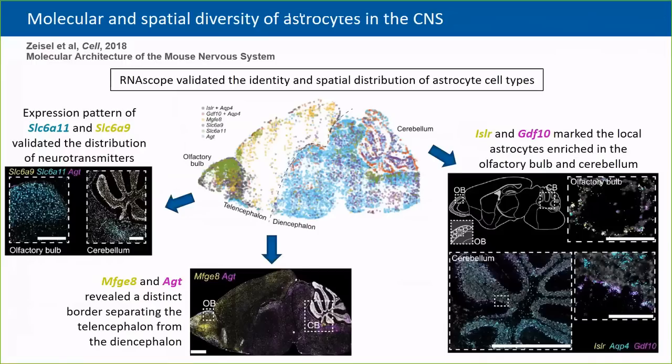RNAscope was used to confirm the identity and spatial diversity of many cell types identified in this study. Here I'm showing the distribution of astrocyte cell types. RNAscope confirmed the distribution of the neurotransmitters SLC6A9, which was abundant in the cerebellum, and SLC6A11, which was abundant in the olfactory bulb. In addition, ISLR and GDF10 mark the local astrocytes enriched in the olfactory bulb and cerebellum. And last and most strikingly, detection of MFGE8 and AGT in the tissue context by RNAscope revealed a distinct border separating the telencephalon, or front of the brain, from the diencephalon, or back of the brain.